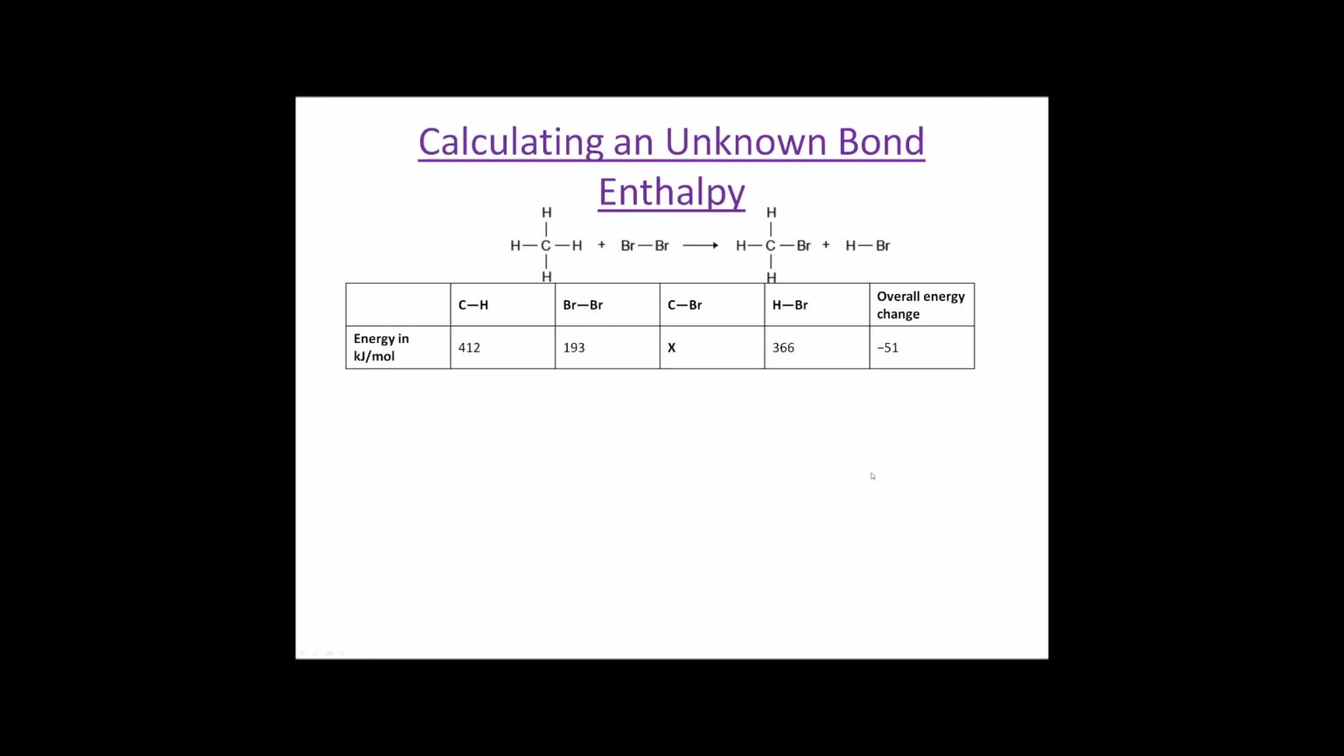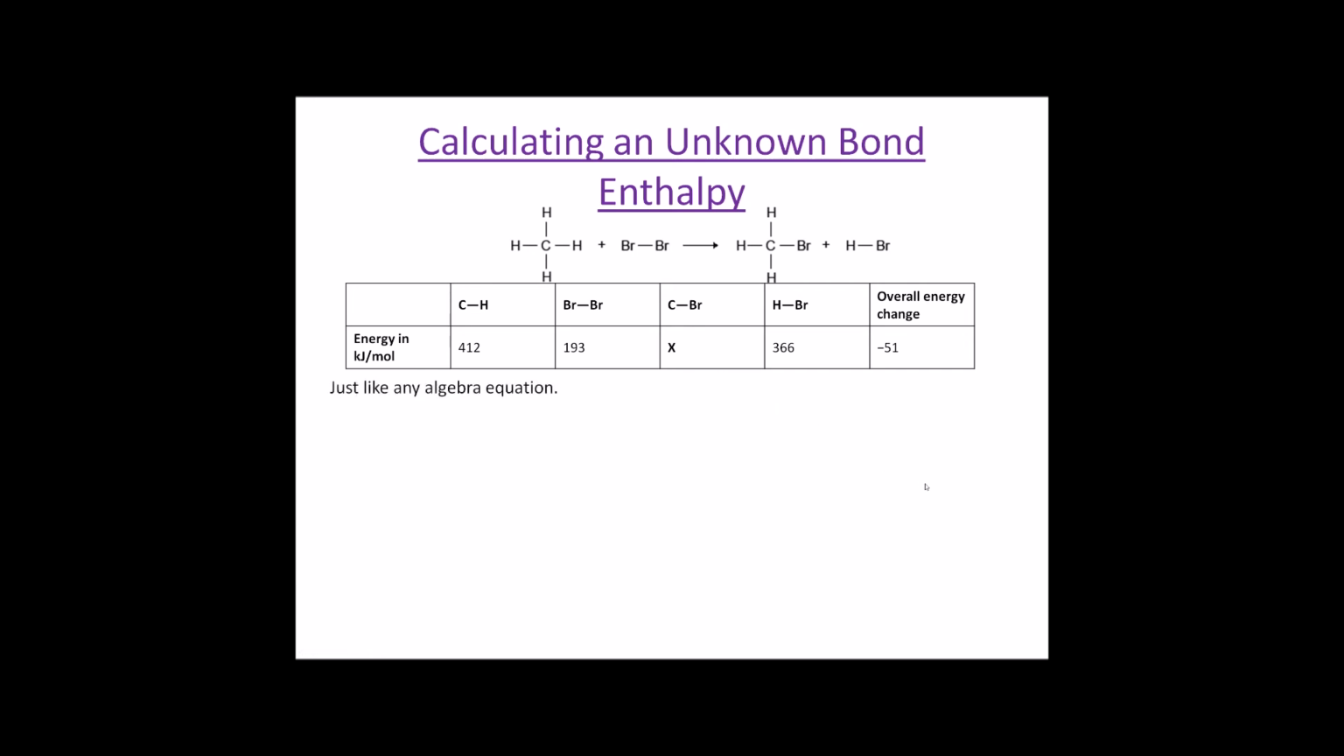Now, a slightly trickier example that has come up in exam questions is this one here. We've got the reaction between methane and bromine, and this time we are given the values of C-H, the values of Br-Br, the value of H-Br, and the overall energy change. We're not given the value of C-Br, and we've got to calculate X.